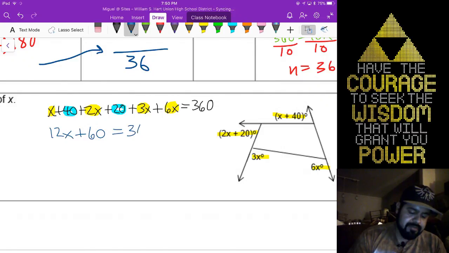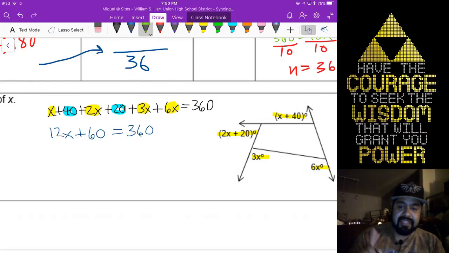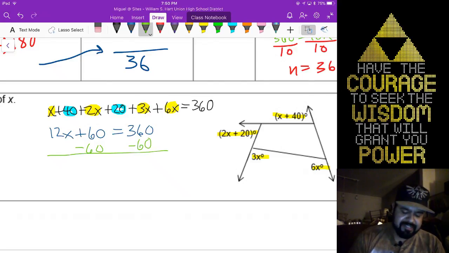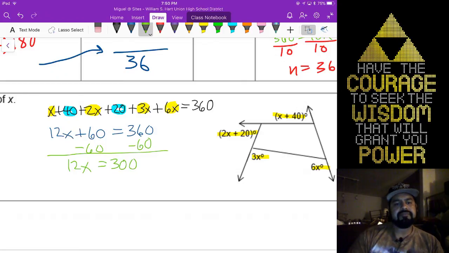So that'll equal 360. So then going back into our first step of our two-step equations, got to move that 60 over. And you're welcome, by the way, Charmaine. 12x equals 300. So then from here, we go ahead and do 300 divided by 12.